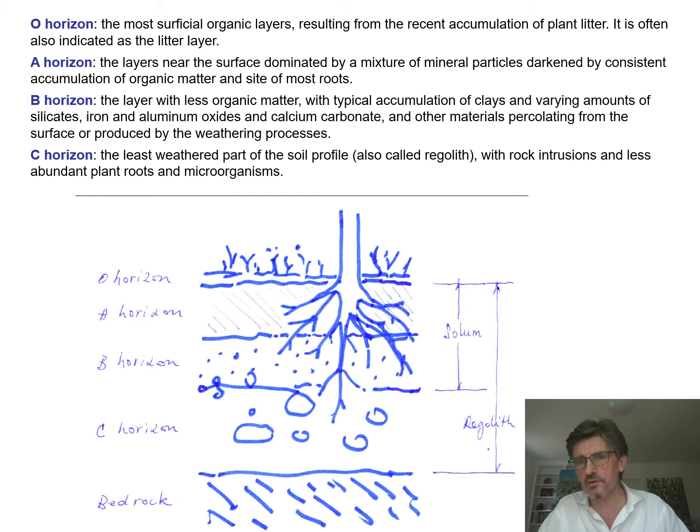Below that, the C horizon, we are in the presence of a soil profile that has not been weathered much, with still big rocks coming from the underlying parent material. This part altogether is also called the regolith, and there are, as I said, big rock intrusions and less abundant plant roots and microorganisms. And below this point, we call it the bedrock, which can of course be fractured, and the transition may not necessarily be that sharp.